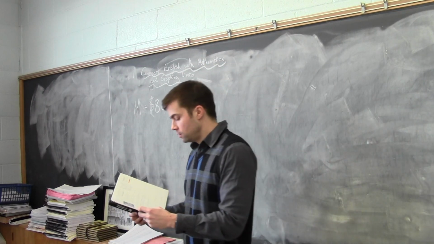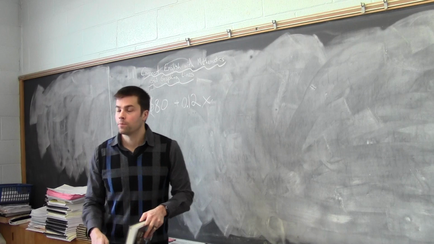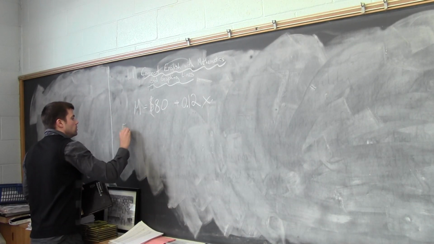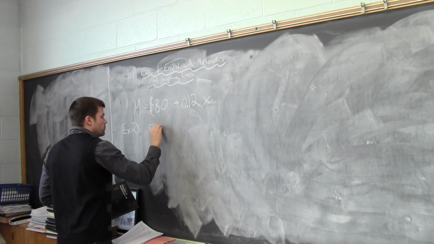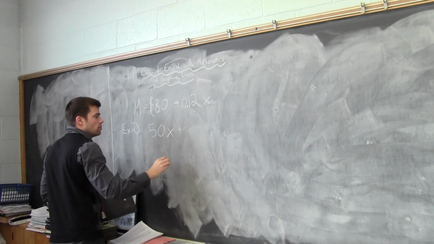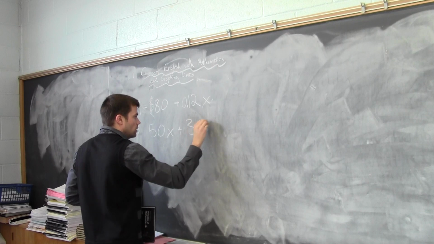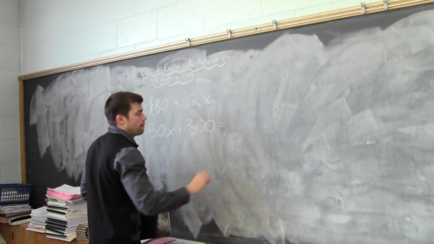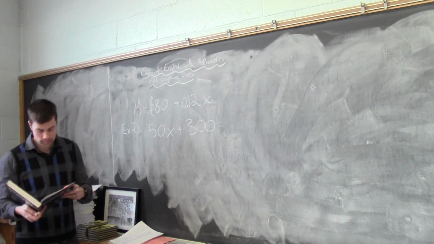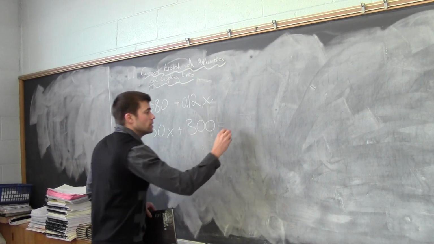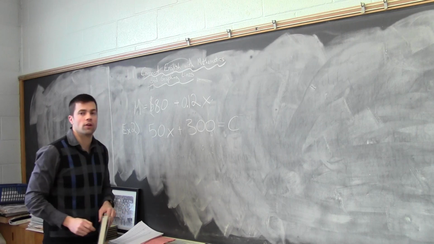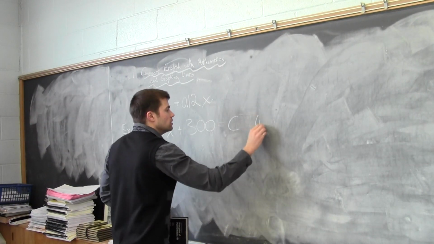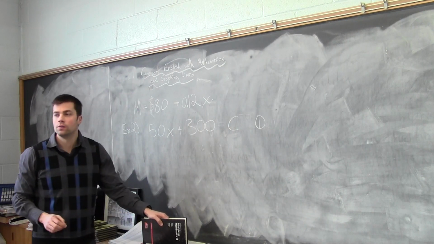Luigi? 50x plus 300. Okay, so good. This is example 2. We have 50x plus 300, you said? Yeah. Okay, and what's that equal to? That equals C, cost. Yeah, good. So that's his cost, C. Very good. So this is the first scenario, and we can label that as equation 1 or scenario 1.